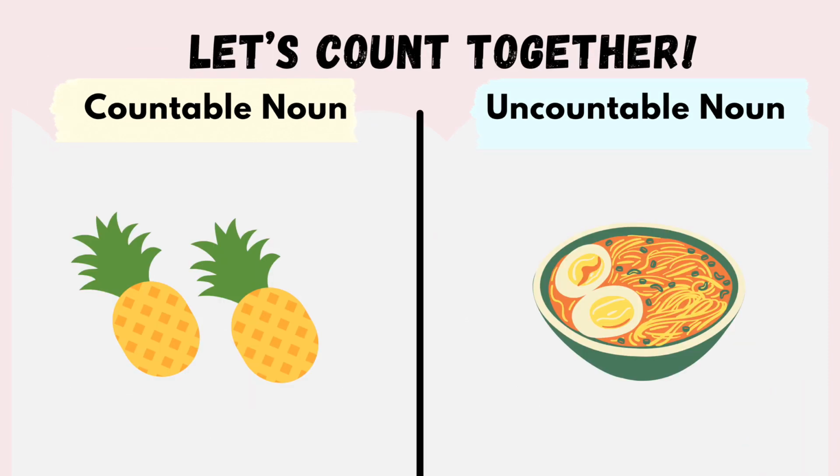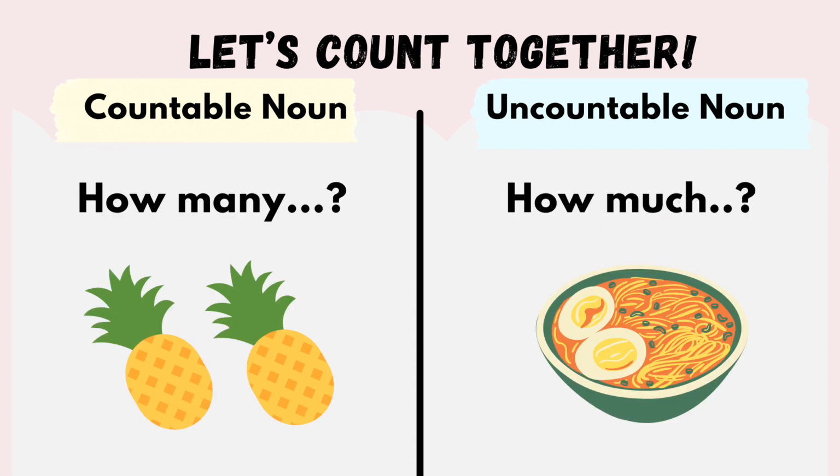Next, let's count together. For the countable noun, we can see there are 2 pineapples, 1 and 2. And for the uncountable noun, we can see there are lots of noodles which cannot be counted. And here is the tricky part. You need to remember, countable noun we use how many, while uncountable noun we use how much. Okay?